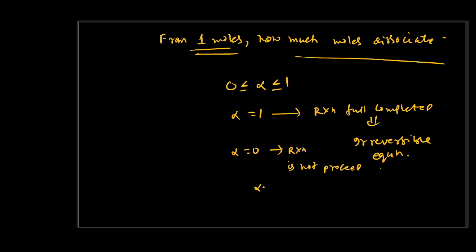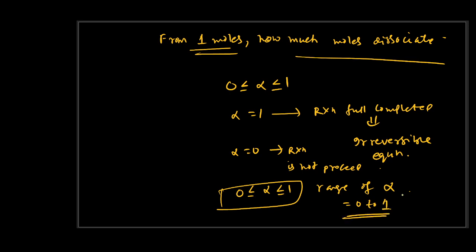So alpha is less than 1 and greater than or equal to 0. This is the range of alpha. If alpha equals 1, that is for irreversible reactions, and if alpha equals 0, the reaction does not proceed. So for reversible reactions, the alpha range can be from 0 to 1. Normally we find values like 0.3 to 0.8, or maybe 0.2 like that.